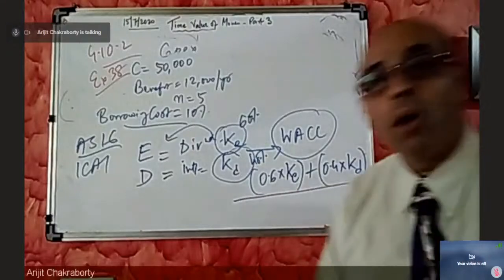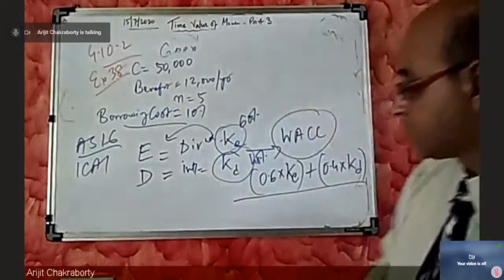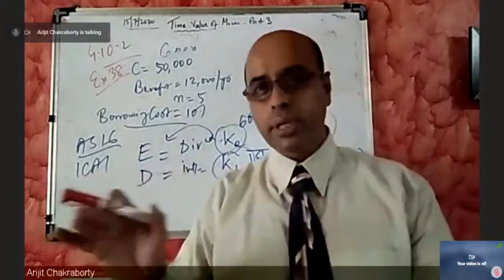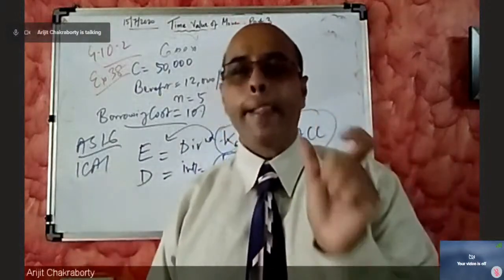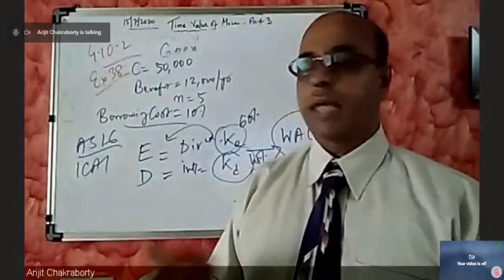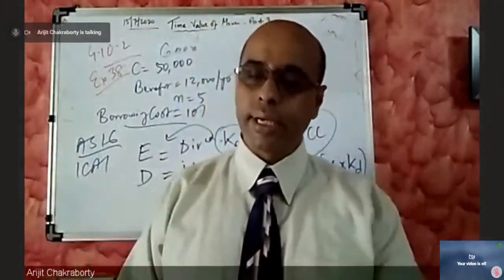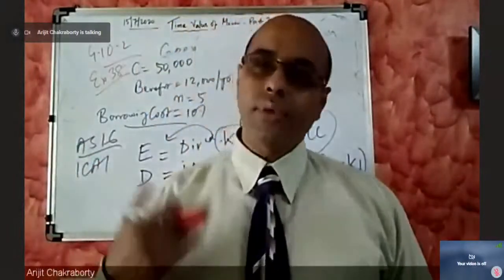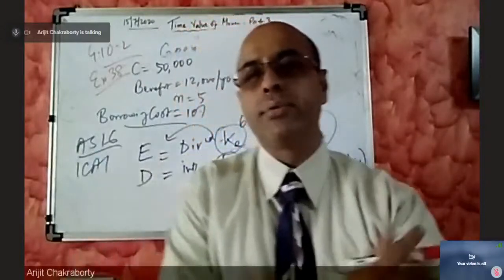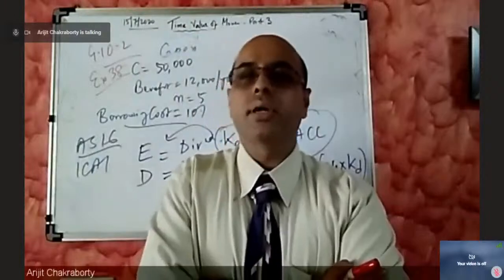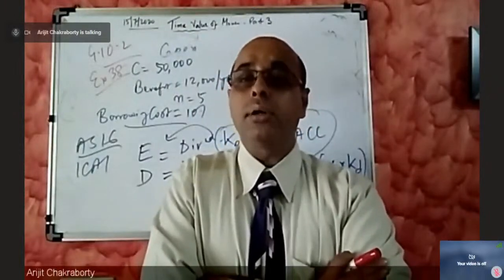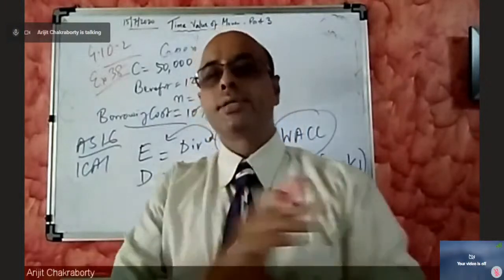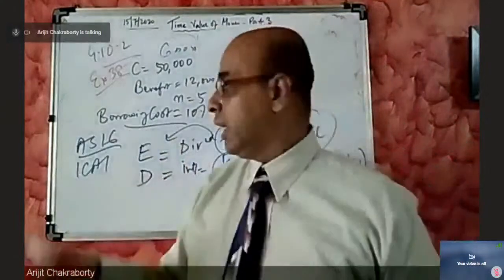This is called borrowing cost. That's why it is broken down into a formula, and this is called weighted average cost of capital. Capital can come from two sources: equity capital and debt capital. So you have cost of equity and cost of debt. Cost of equity means the dividend you are going to pay to your equity shareholders, and cost of debt means the interest which you will be paying to your lender. It can be a bank, it can be a financial institution. So this is what is called cost of debt, cost of equity, and this is borrowing cost.